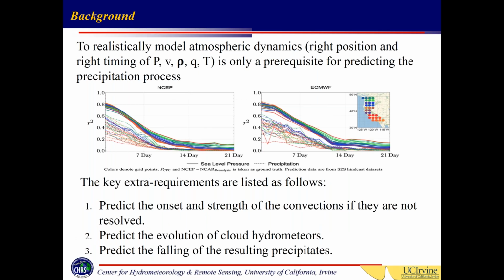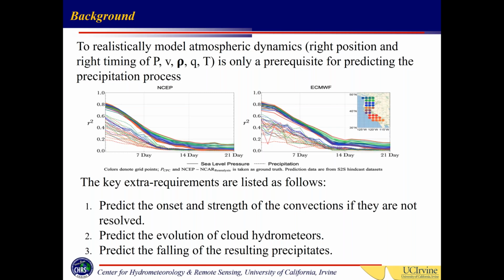predicting the precipitation process. And this figure shows the prediction skill for sea level pressure and precipitation along the West Coast United States using two of the GCMs, NCEP and the ECMWF. And we can see that the prediction skill just decreases as forecast lead time extends because of the chaotic effect. But also we see that the sea level pressure has a much higher prediction skill compared to precipitation. This is because precipitation is not a resolved process.